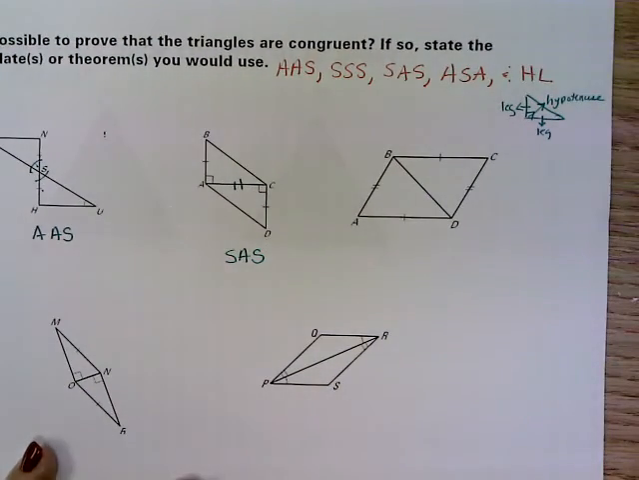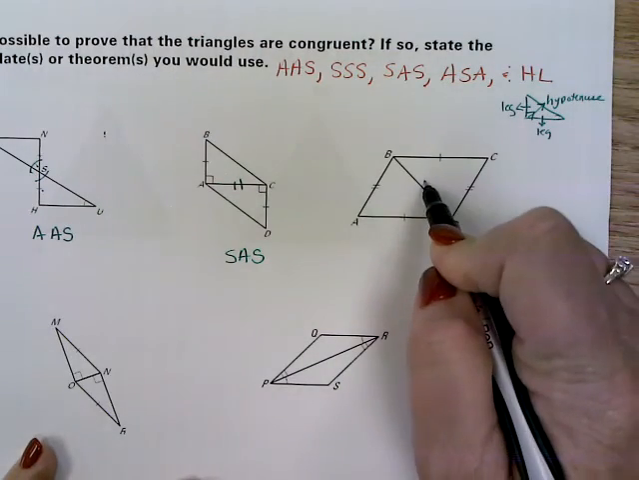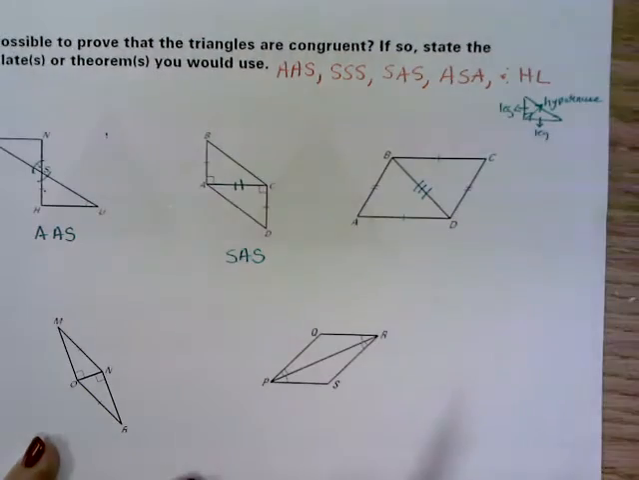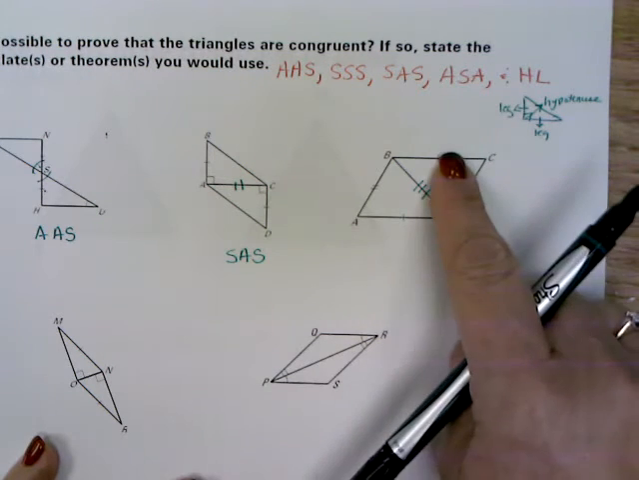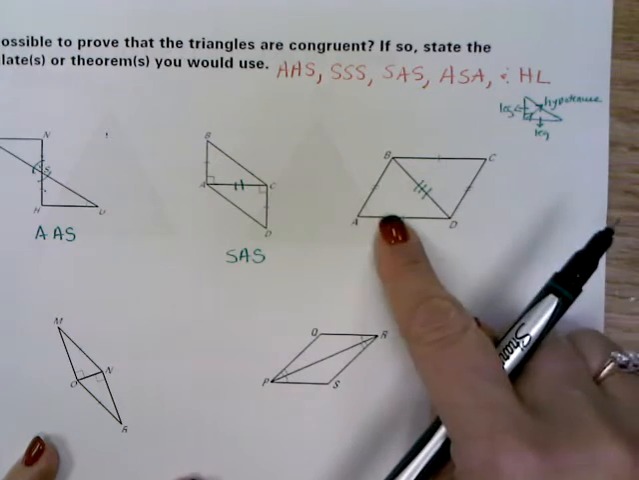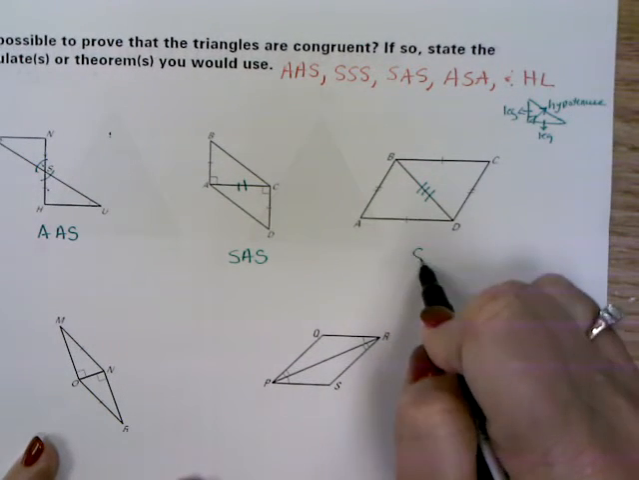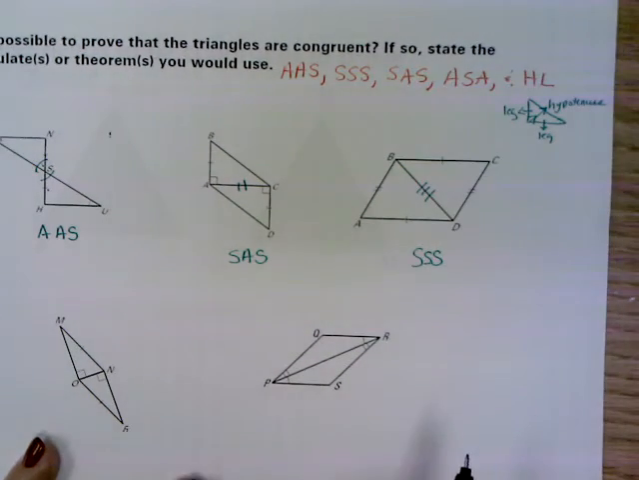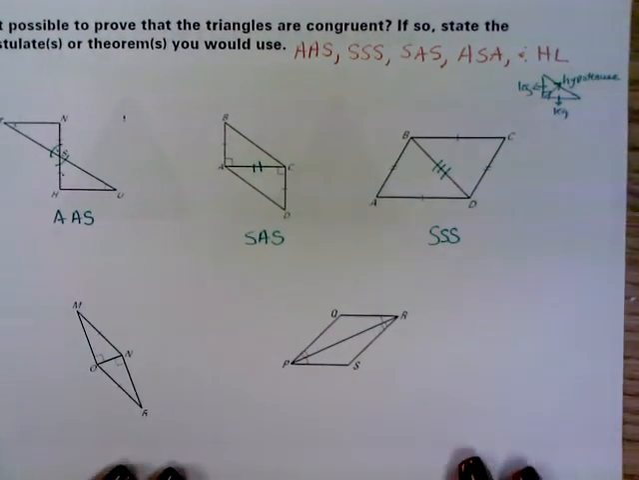Okay, looking at our third picture. Again, who is not listed? My BD being congruent to BD. And now I have a side that matches a side that matches a side, so they're congruent by side, side, side.